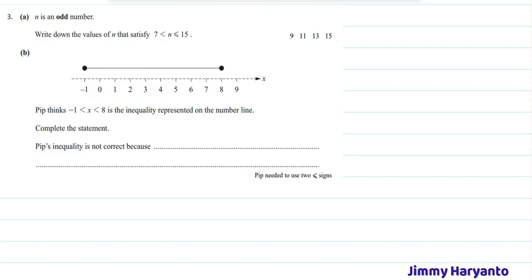Okay, next is this one. Pip thinks negative 1 less than x less than 8 is the inequality represent the number line. Complete the statement. Pip's inequality is not correct because it has to be negative 1 less than or equal to x less than or equal to 8, because these symbols mean the negative 1 is included, and when negative 1 is included, you have to put equal sign right there.